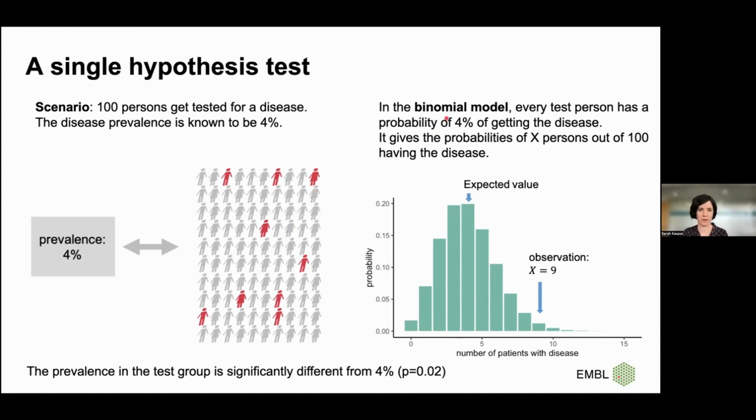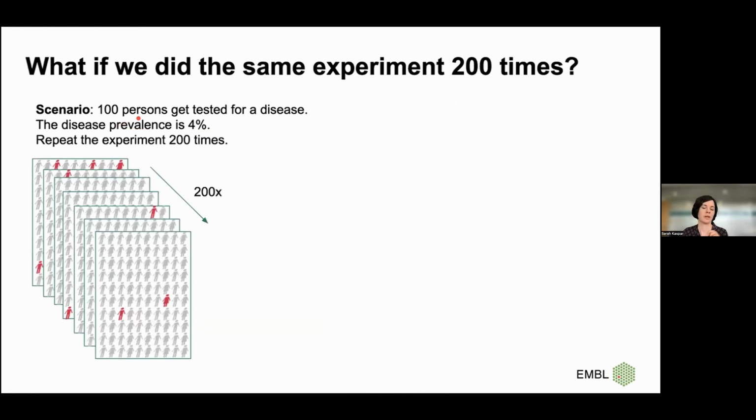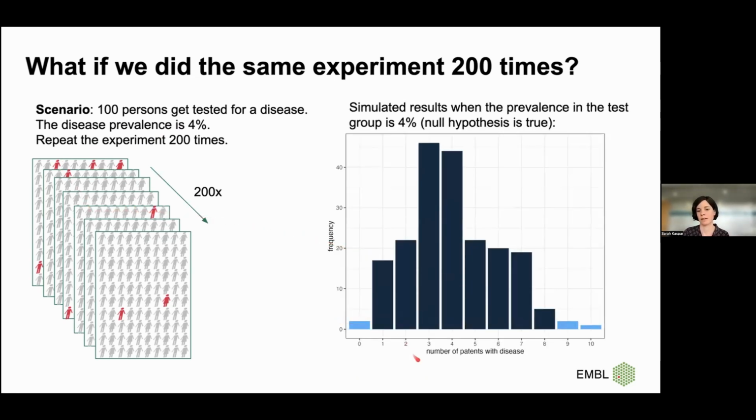this kind of experiment by saying we take 100 persons, each of these has a chance of getting the disease of 4%, and we do this 200 times. So 200 times I simulate a data set out of 100 persons. And these are the counts that we get here, right? So most of the time we would expect between like 2 and 6 persons with that disease out of this kind of data. But sometimes we also see more extreme values just by chance.